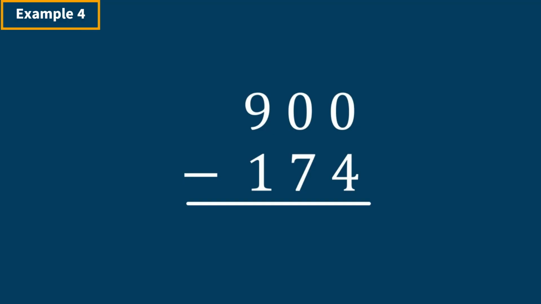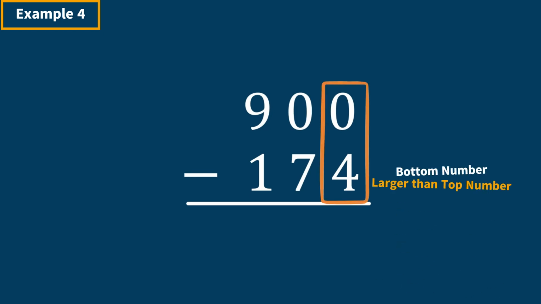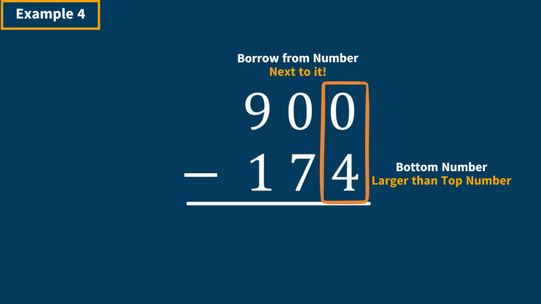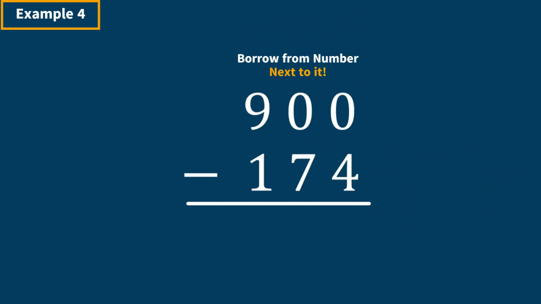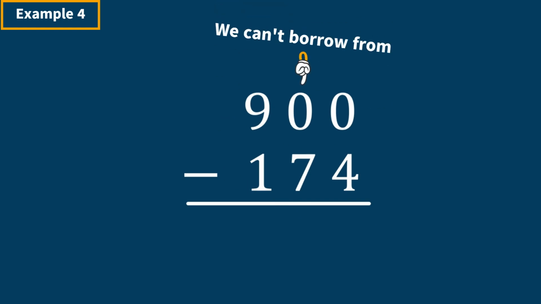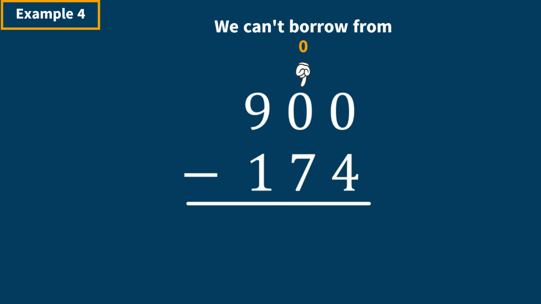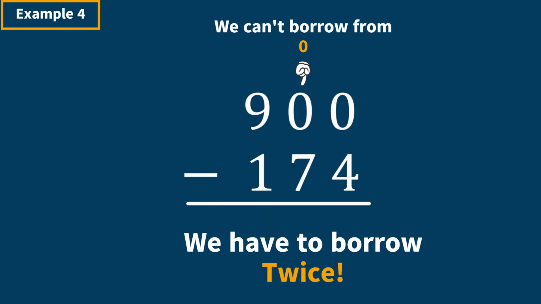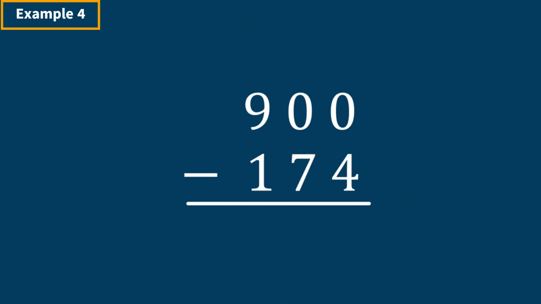Example number 4. We have 900 minus 174. Let's look at the first column. We see that the bottom number is larger than the top number. That means we have to borrow from the number next to it. Also, we see that we can't borrow from a 0. That means we're going to have to borrow twice. So let's start from the 9. We're going to borrow 1 from the 9. That's going to become an 8.